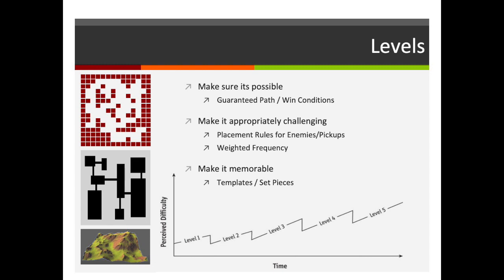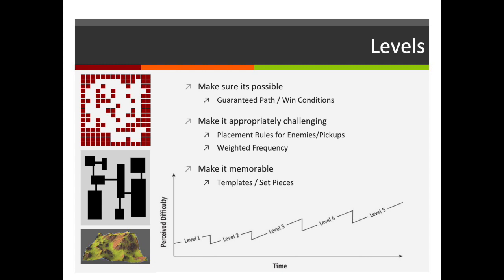We also want to make it appropriately challenging. So we might think about where we put enemies or pickups in the space. We might have certain placement rules for where they can go that make sense. And we might want to have some kind of weighted frequency so that certain types of enemies appear more or less often, and certain types of items appear more or less often. And we also want to try and make it memorable. And it's quite difficult to do that with procedural content generation.